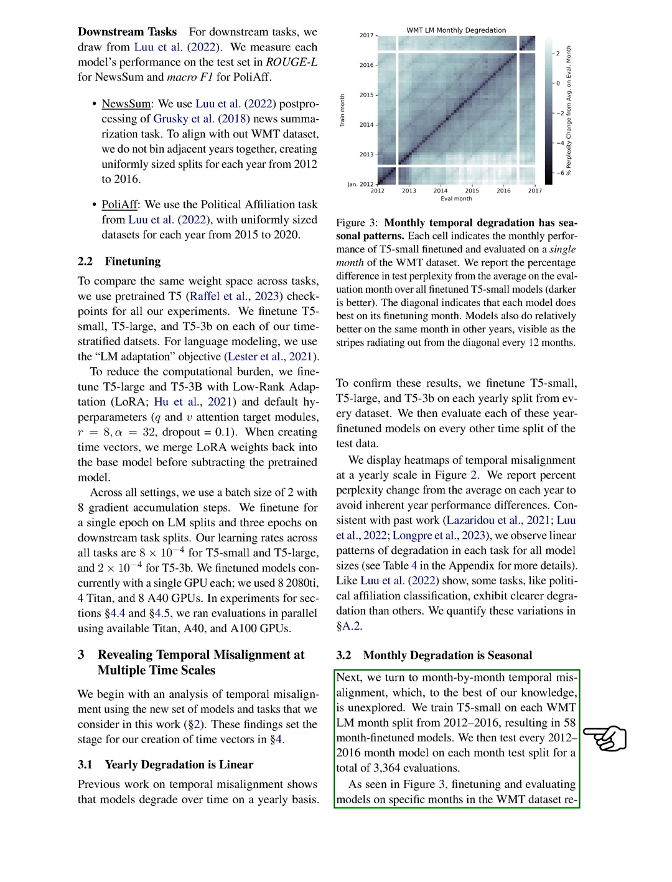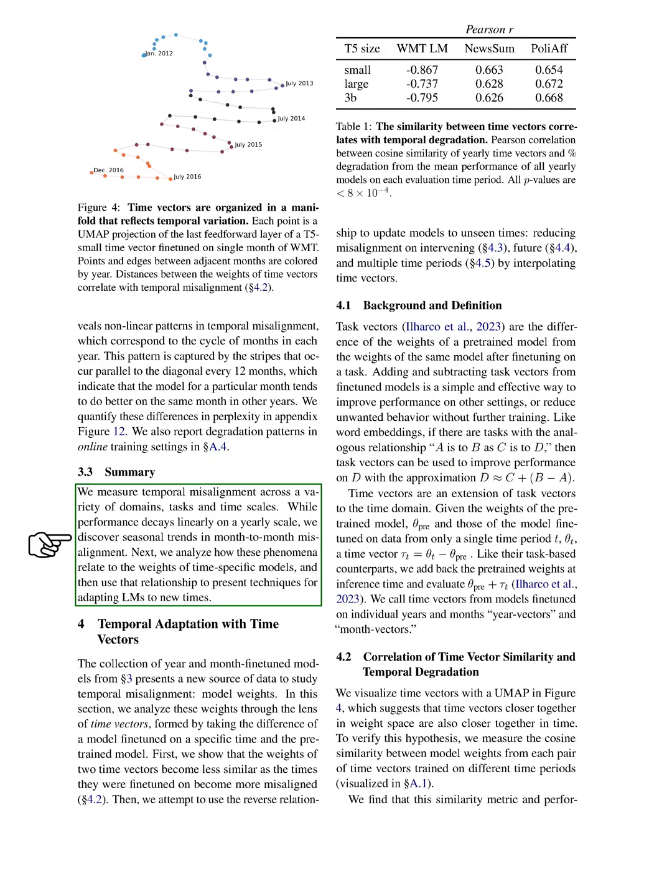Interestingly, we found nonlinear patterns in temporal misalignment, which corresponded to the cycle of months in each year. This pattern was evident in the stripes that appeared parallel to the diagonal every 12 months, indicating that a model trained on a particular month tends to perform better on the same month in other years. In summary, we found that while performance decays linearly on a yearly scale, there are seasonal trends in month-to-month misalignment.